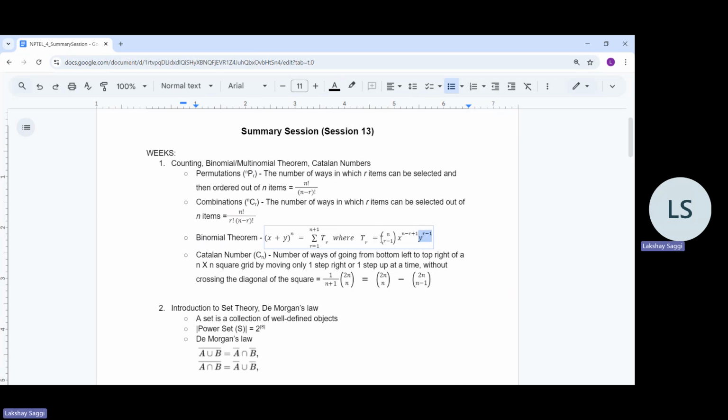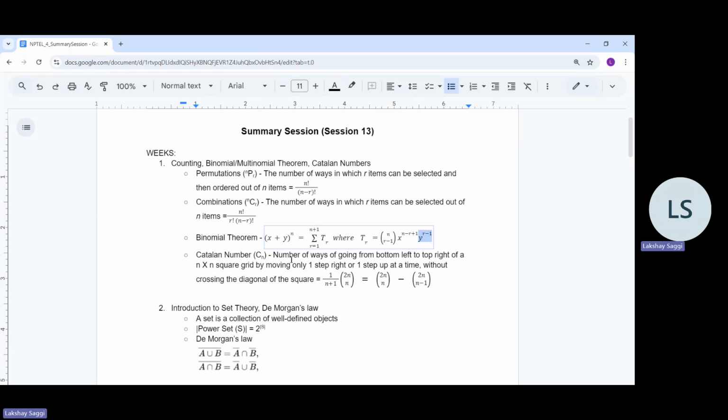The coefficient is not too hard to see. If you have y raised to the power (r minus 1), then out of these n expressions of (x plus y), you need to choose y in r minus 1 of those. That's why you have this n choose (r minus 1) factor here. This factor is not difficult, but the notation is something we need to remember, that T_r is the term with y raised to the power (r minus 1).